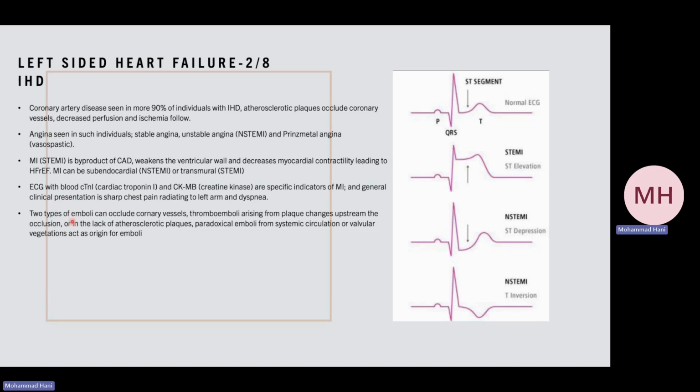Apart from that, the occlusion of the coronary vessels can be because of the atherosclerotic plaque itself. When you have an atherosclerotic plaque, the plaque can undergo acute plaque changes, as it's called, in which a part of the plaque can embolize from its original site, go downstream, and occlude as the vessel gets narrower. So that's basically emboli arising from the plaque.